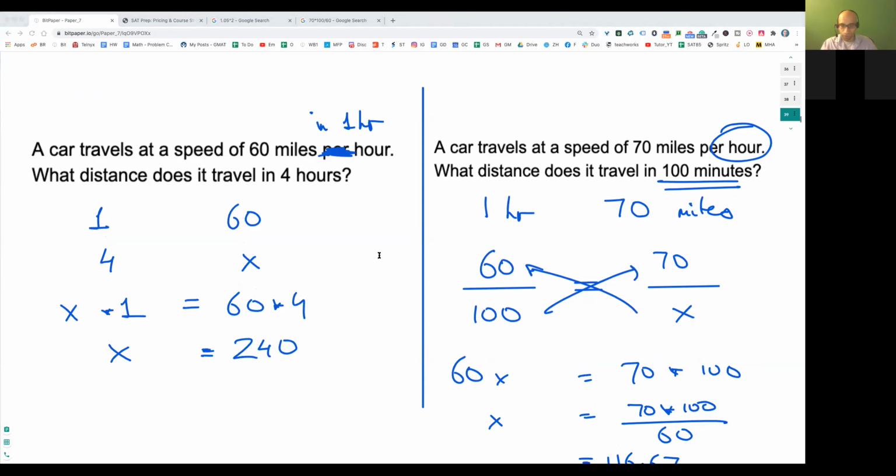Okay. Now, let's look at the next type of problem. The next type of problem is very interesting. In this problem, what's going to happen is, give me 1 second. I'm just going to bring this problem up on the whiteboard for you.